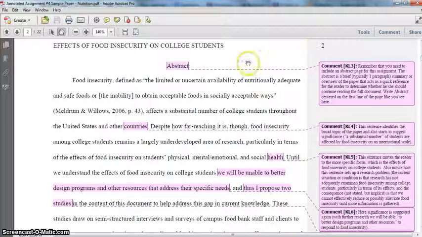Now remember that with this assignment you do have an abstract, and that will be on its own separate page. So this is the first paper for which you've had to include that. Now the abstract is typically brief, usually only about a paragraph, and that's what you're going to see here. It's just a summary or an overview of the paper.